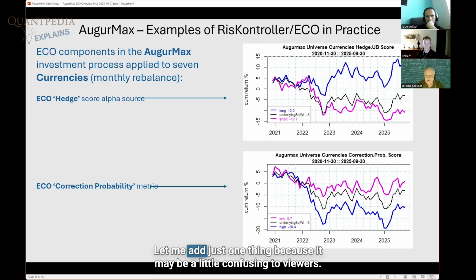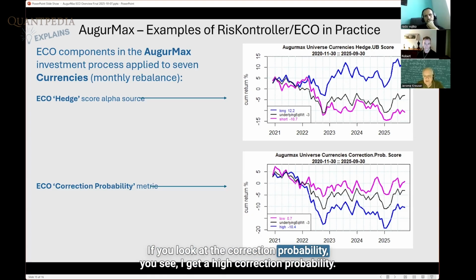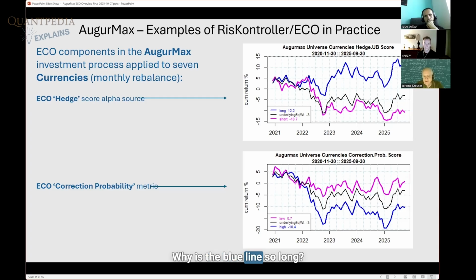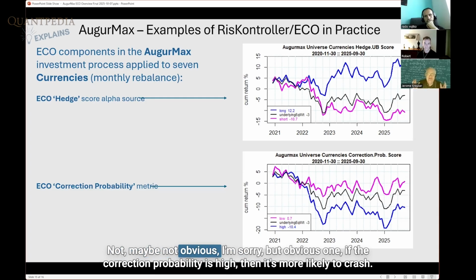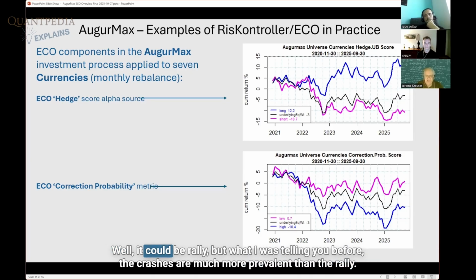Thanks, Rob. But let me add just one thing, because it may be a little confusing to viewers. If you look at the correction probability, you see, I get a high correction probability. Why is the blue line so low? And the answer is obvious. Maybe not obvious, I'm sorry, but the answer is this: if the correction probability is high, then it's more likely to crash. Well, it could be a rally, but what I was telling you before, the crashes are much more prevalent than the rallies.